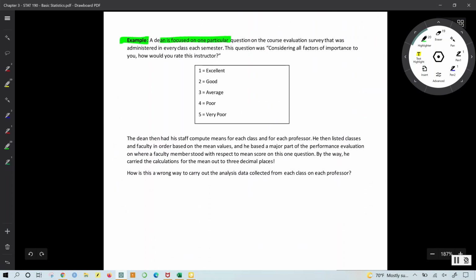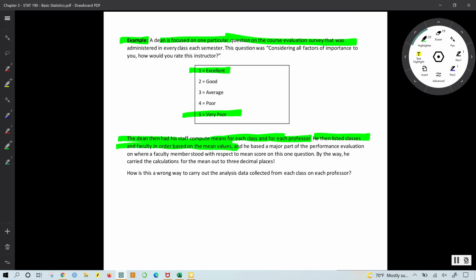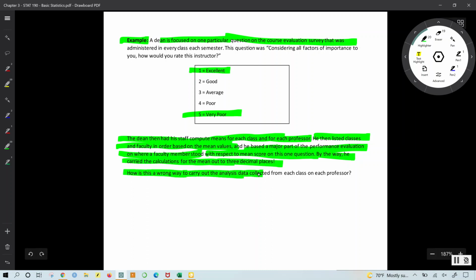A dean is focused on one particular question on the course evaluation survey that was administered in every class each semester. The question was, considering all factors of importance to you, how would you rate this instructor? 1 is excellent, down to 5, which represents very poor. The dean then had the staff compute the means for each class and for each professor. He then listed classes and faculty in order based on the mean values, and he based a major part of the performance evaluation on where a faculty member stood with respect to the mean score on this one question. By the way, he carried the calculations for the mean to 3 decimal places. How is this a wrong way to carry out the analysis of the data collected from each class on each professor? Here's the first note.